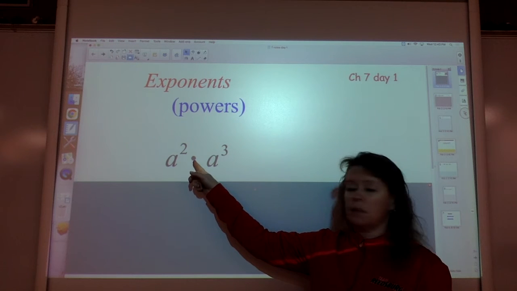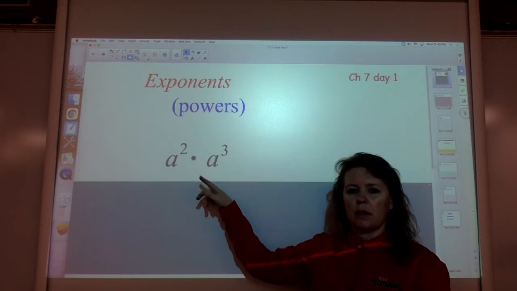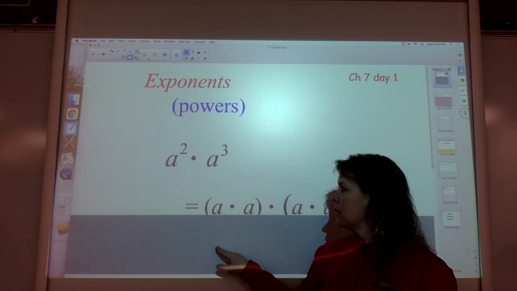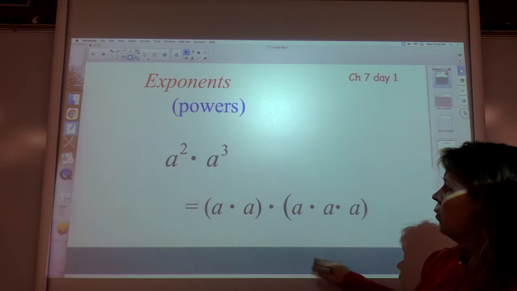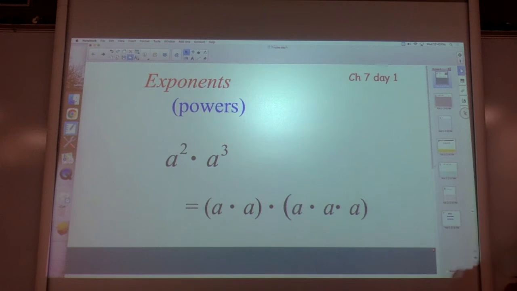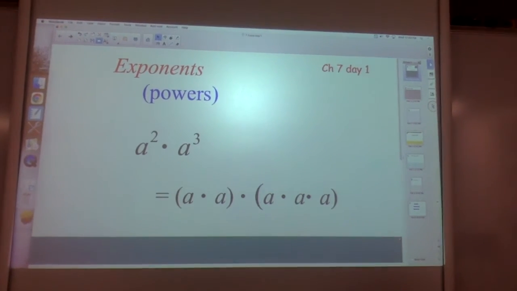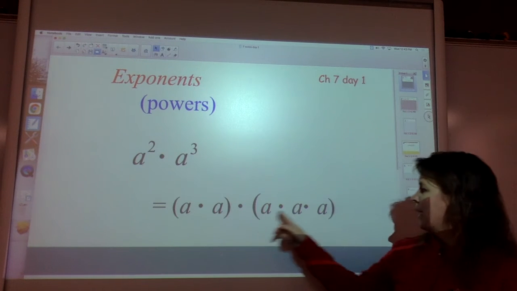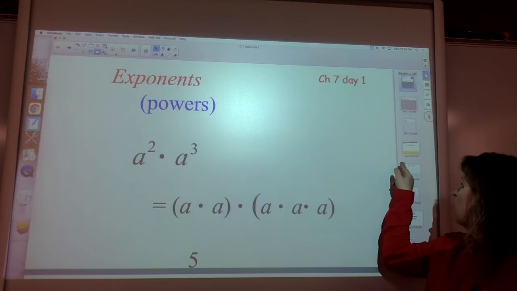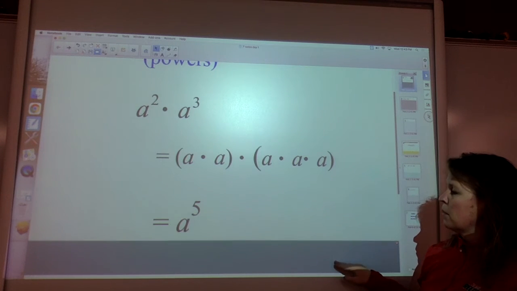A lot of times we use dots for a times sign instead of putting a bunch of parentheses or putting a times sign in between. And right here we have, what does a to the second times a to the third actually look like? It's a times a, two of those, times three more of them. So when you multiply, look at what happens. You end up with the same base.